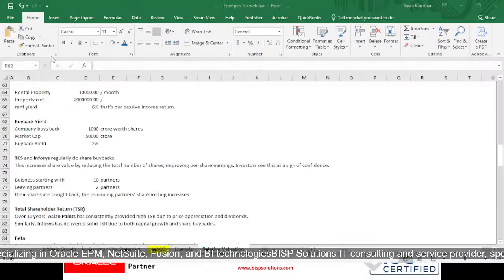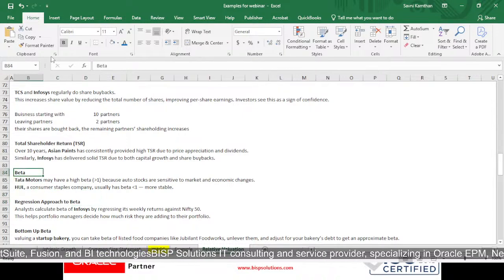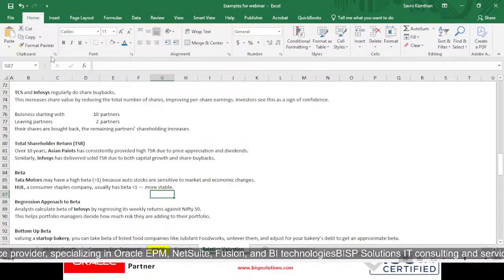So for example, Tata Motors has high beta because auto stocks are sensitive to market and economic changes. HUL, a consumer staples company, usually has beta less than 1, more stable, right? So think of beta like shock absorbers. High beta is a race car, fast and risky. Low beta is a scooter, stable and predictable, right?